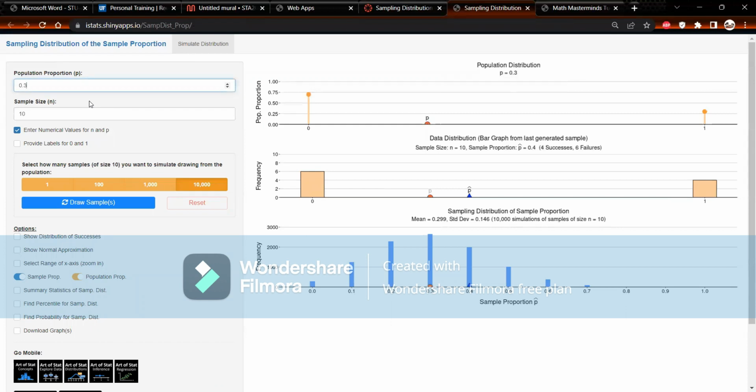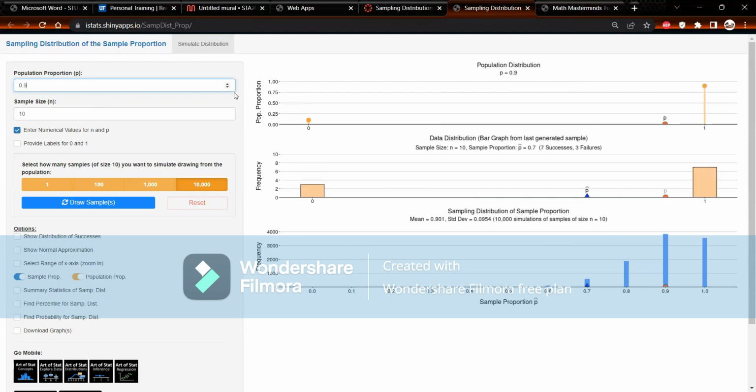Slowly less right skewed, more symmetric. Very, very symmetric. Perfectly symmetric, almost. Now watch what happens. Less symmetric, more left skewed. By the time we reach 0.9, we have a very, very left skewed graph. So what does this mean?